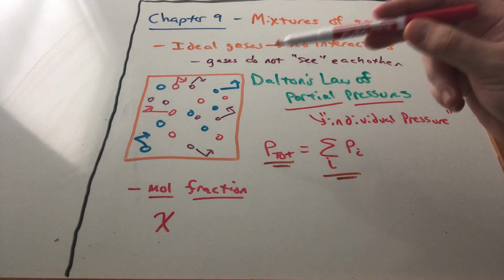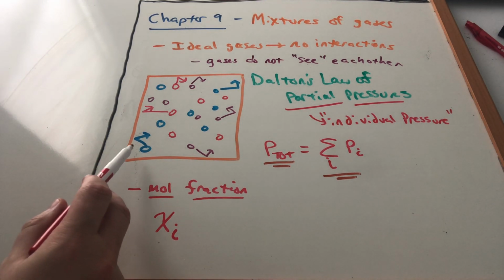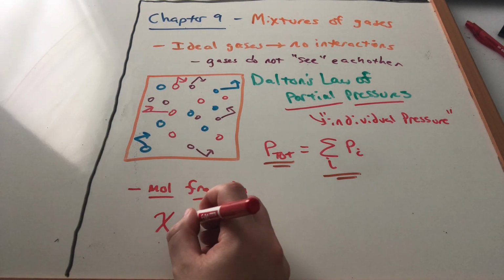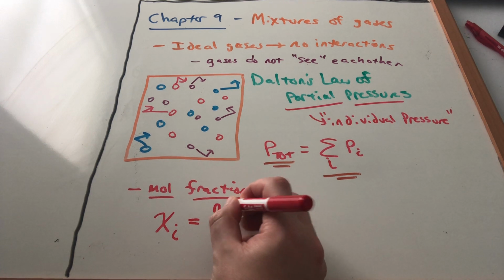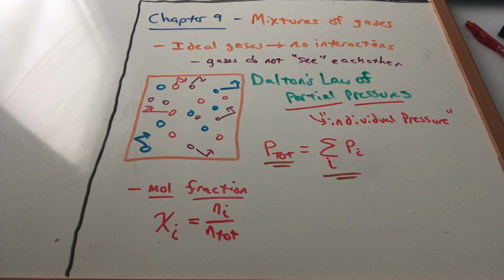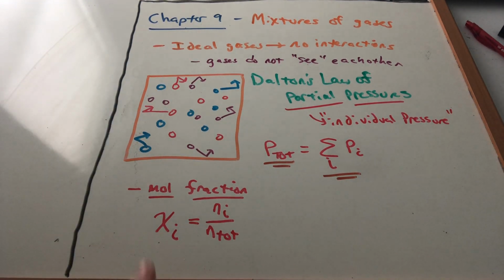Every particle in a mixture has its own mole fraction. So we label these chi sub i, where the i would stand for red or blue or purple in the context of this example here. Okay? Chi sub i is the number of moles of that one species divided by the total moles of all gases added together inside a sample. So if I know the moles of red, and I divide that by the moles of red, blue, and purple, that is defined as mole fraction.